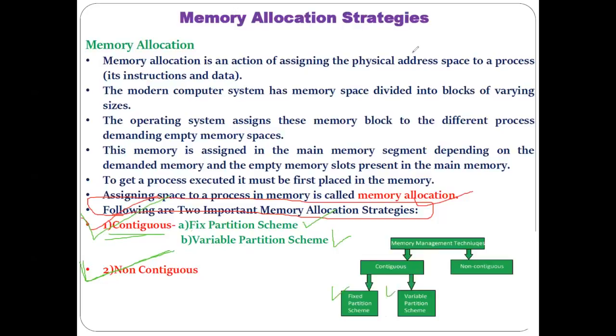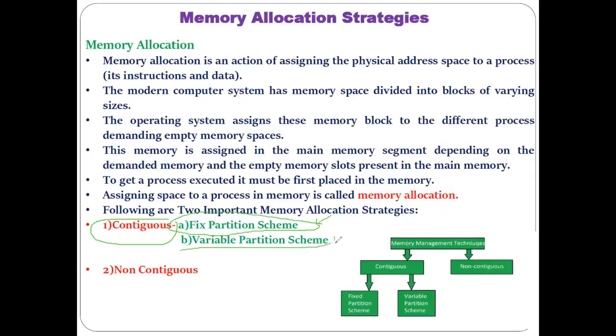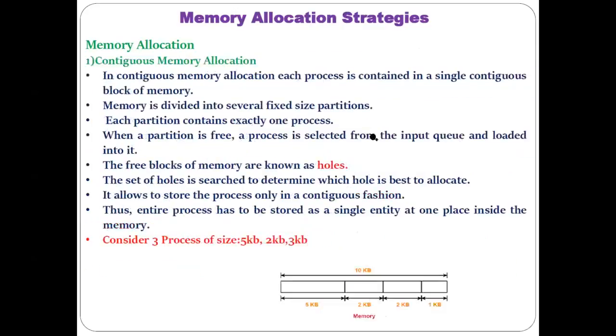Today we are going to discuss the contiguous memory allocation, and in that, the fixed partition scheme. The variable partition scheme and some other parts we'll discuss in the next lecture. As I said, the memory allocation strategies are divided into two categories. One of them is the contiguous memory allocation. So what do we mean by contiguous memory allocation?